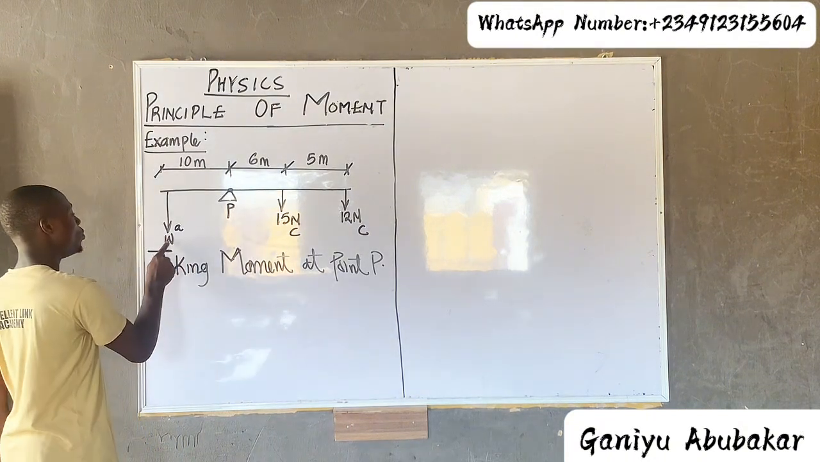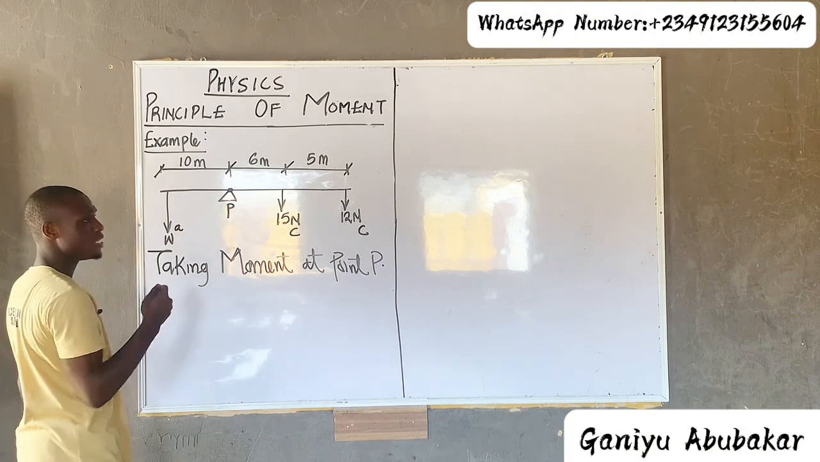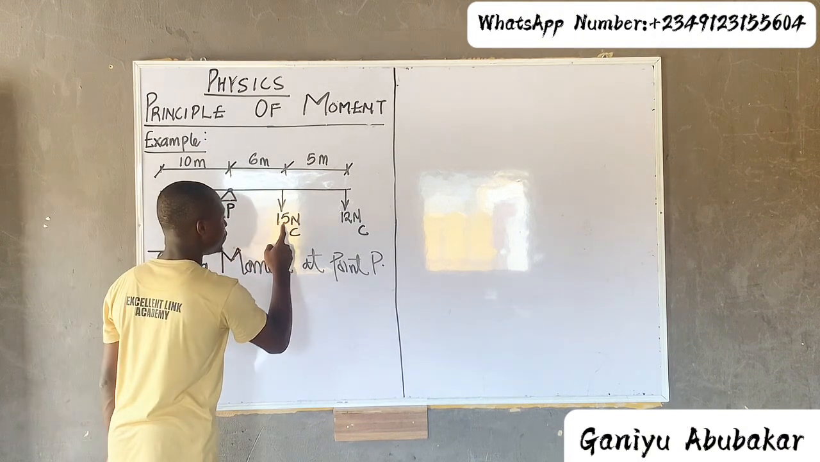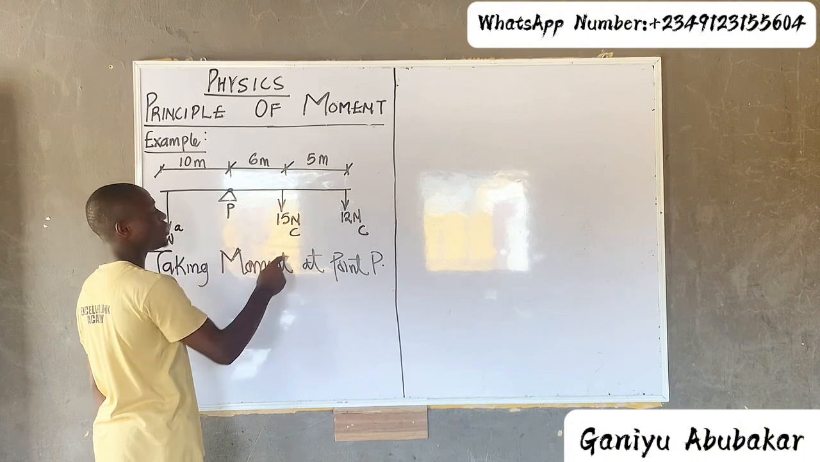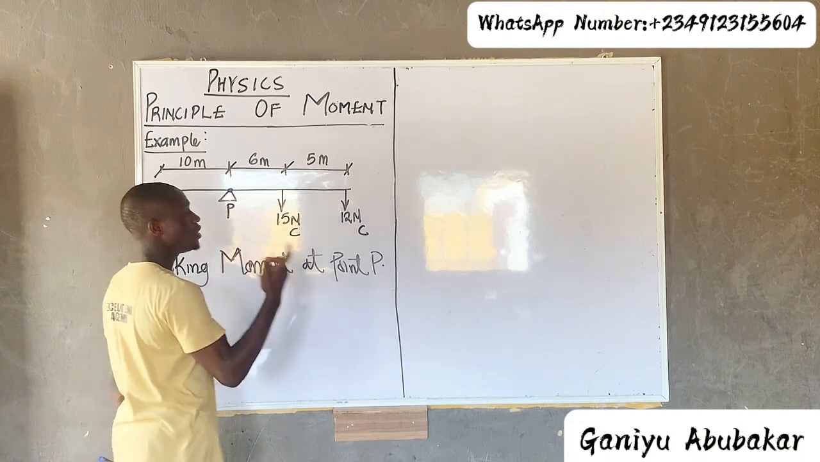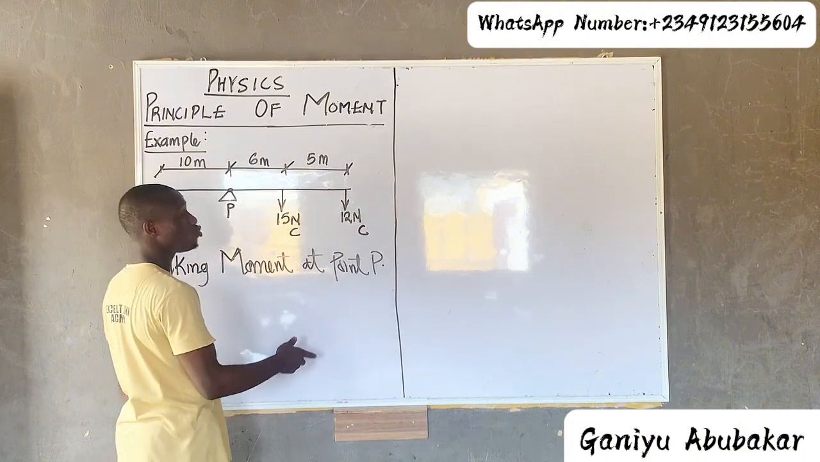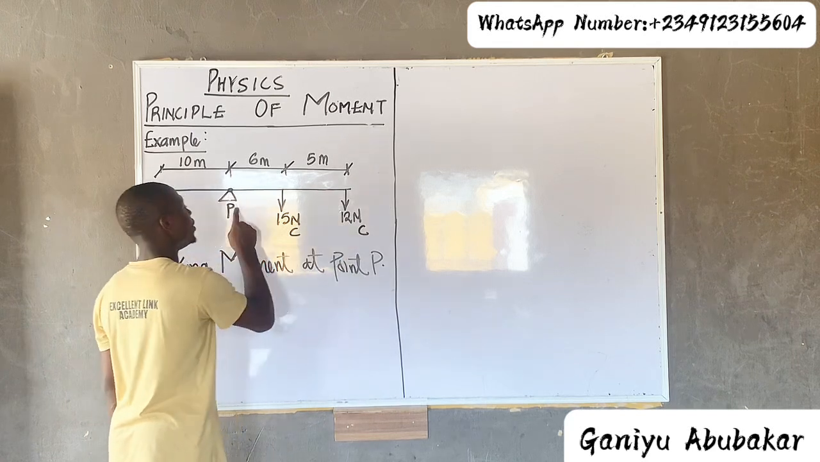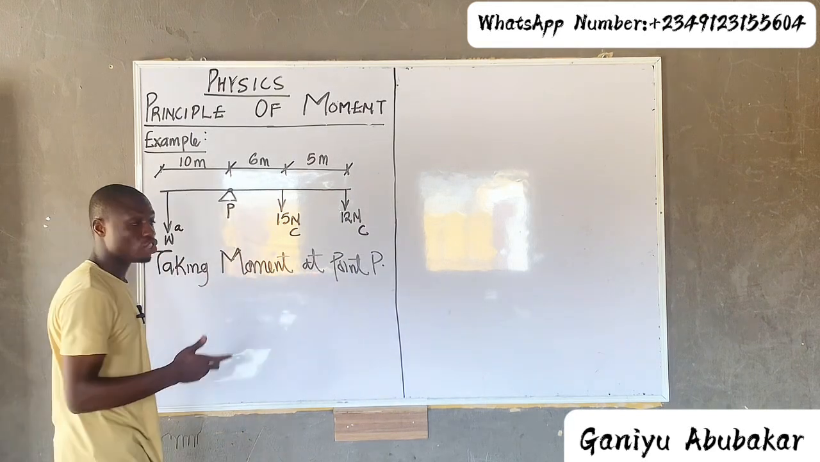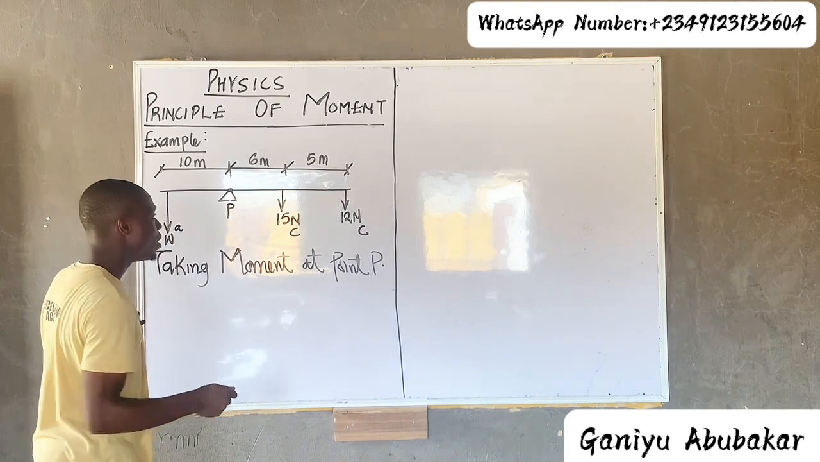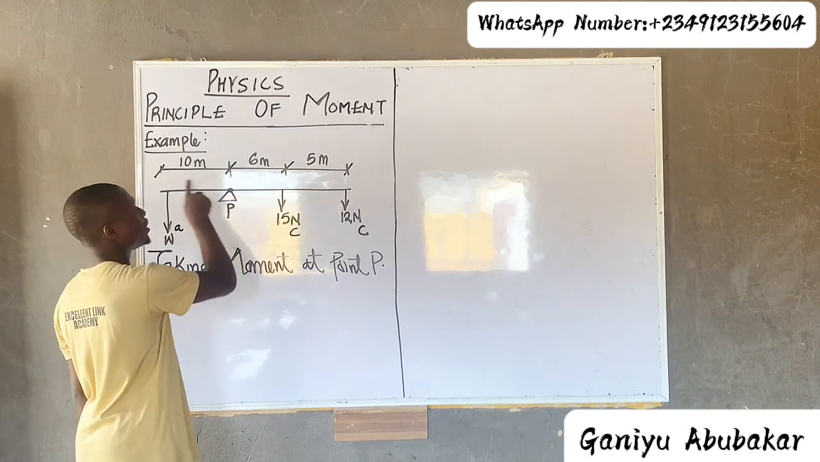So this one, W, will move to point P in an anti-clockwise direction. This 15 will move to point P in a clockwise direction. Similarly, 12 Newton will also move to point P in a clockwise direction. Now listen up, please. I am focusing on force, not distance now.